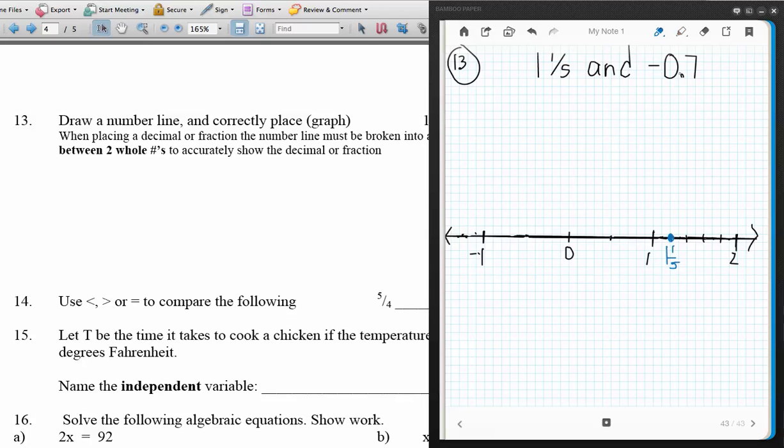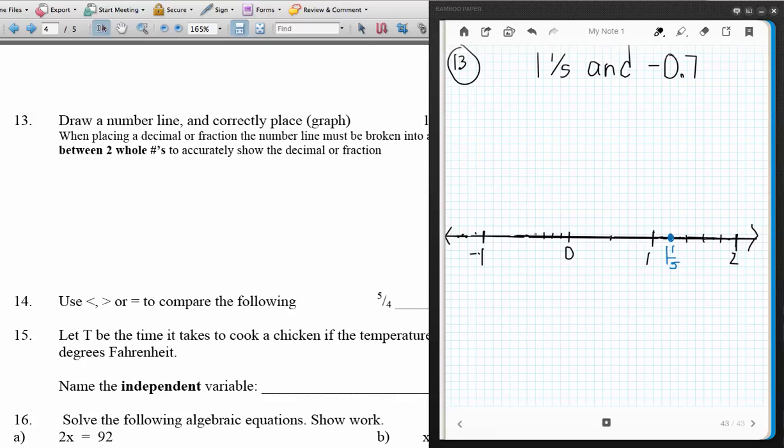Now I need to locate negative 0.7. Well, negative 0.7 is between 0 and negative 1, so I'm going to break the number line between 0 and negative 1 into tenths. So I will make 9 dividing lines.